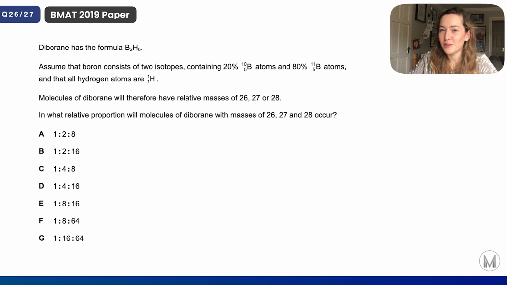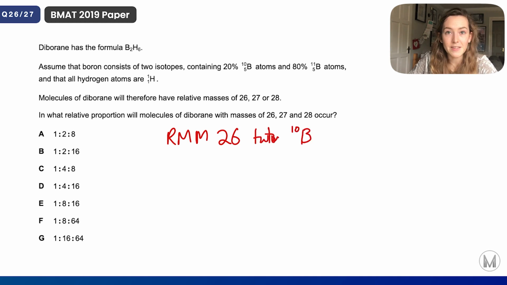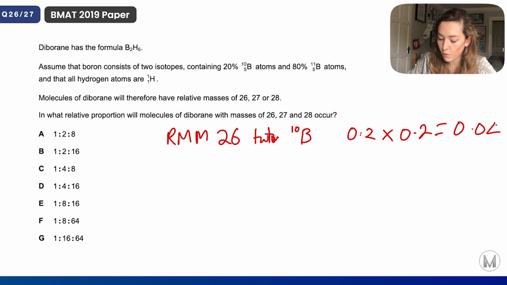Question 26. So this one really makes you think. Okay, so we know that diborane with a relative molecular mass of 26 is going to be made up of 2 boron-10 atoms as well as 6 hydrogen atoms. So the probability of that molecule being made is going to be 20%, so 0.2 times 0.2, because we need 2 of those atoms. So that's going to be equal to 0.04.